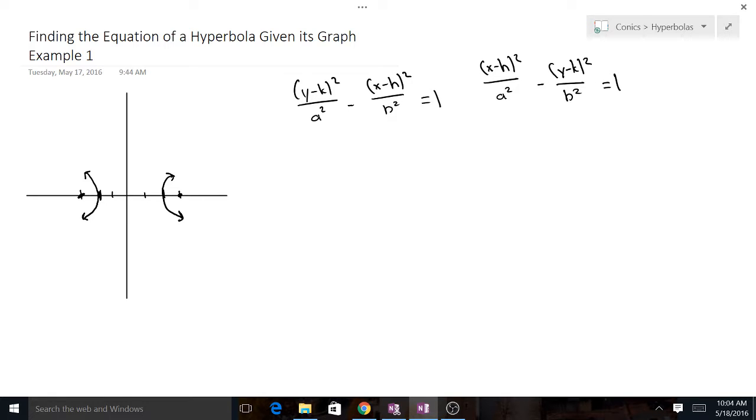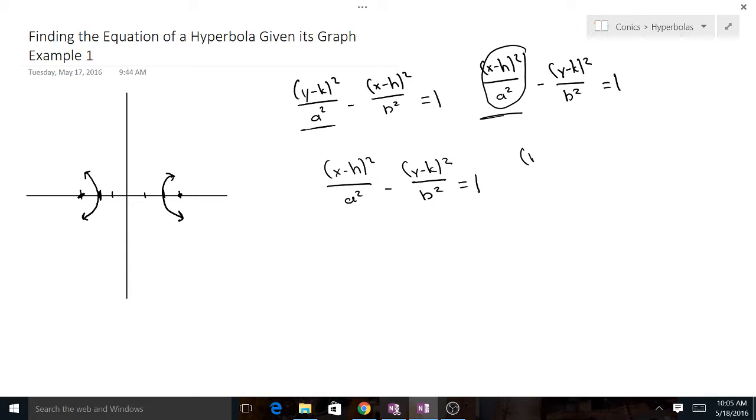And the way we figure out which order it is, we just look. Well, this one's moving left to right, so that means the x is going to come first. Kind of makes sense. If it's going up or down, you think of the y-axis, so y comes first, but since it's going left and right, we think of the x-axis, so x comes first. So then we know we're working with (x minus h) squared over a squared minus (y minus k) squared over b squared equals 1. Okay, now let's look at what we need to find.